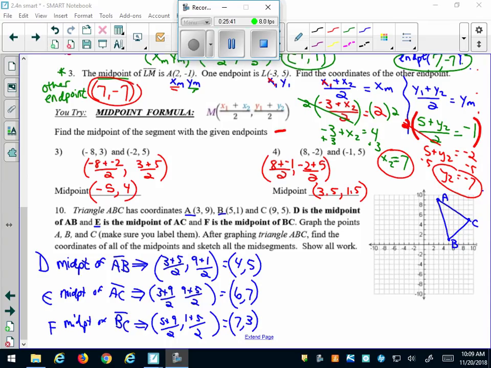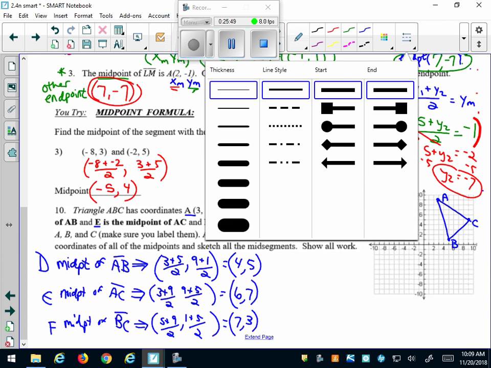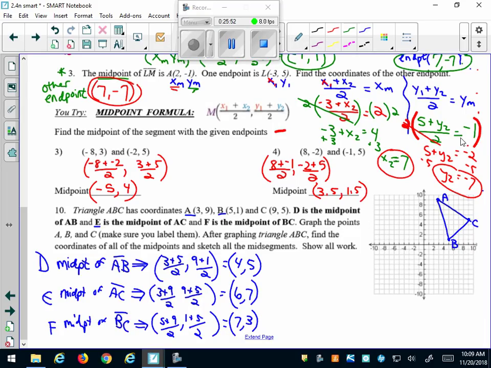So I got point D, the midpoint of AB, is 4, 5. So if I go over 4 to the right and 5 up, it lands me right here. Makes sense. That's the midpoint of AB, right? And then midpoint of AC is 6, 7. So over 6, up 7. Makes sense. Lands in the right spot. F, the midpoint of BC, is 7, 3. Again, it makes sense. So we can then draw the midsegments of that triangle by connecting the midpoints.